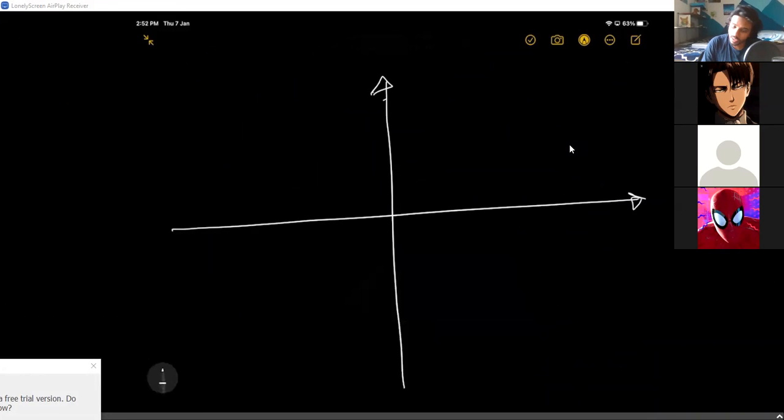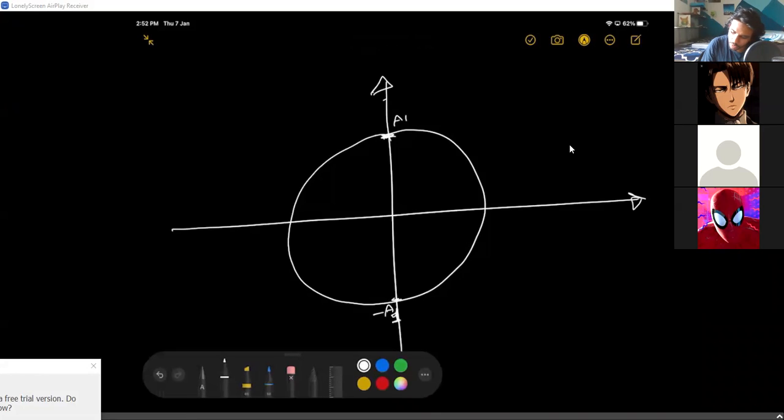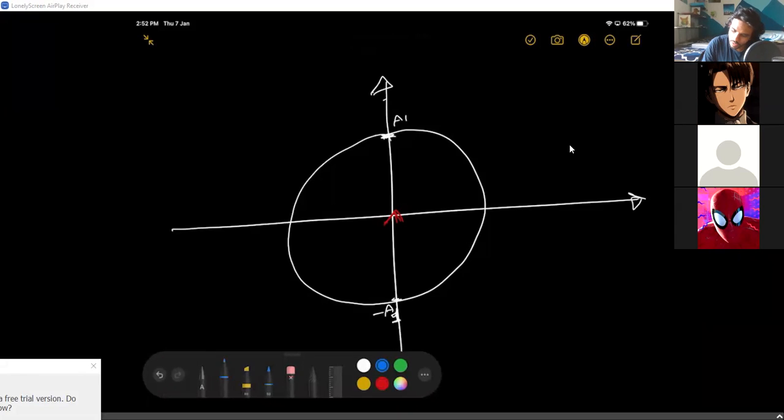So one SHM goes like this, whose amplitude is A1. So it is going from A1 to minus A1. Let us say it started at the mean position only. So the baby is at the mean position. The mummy of this thing is here only.